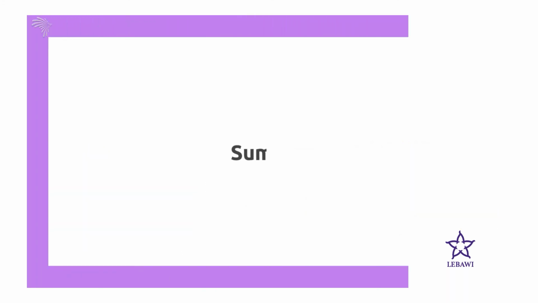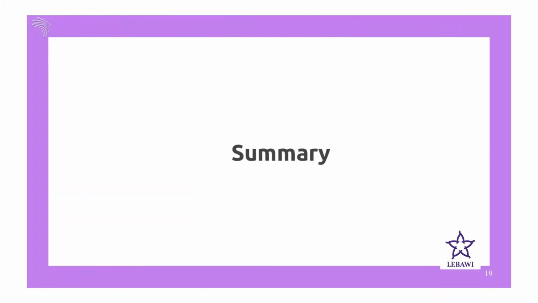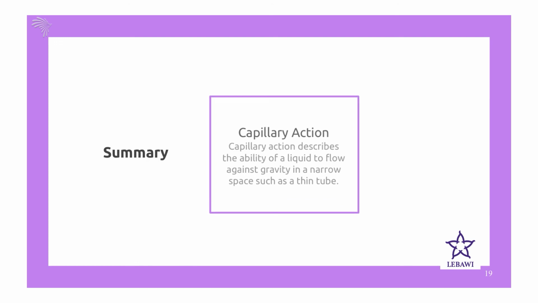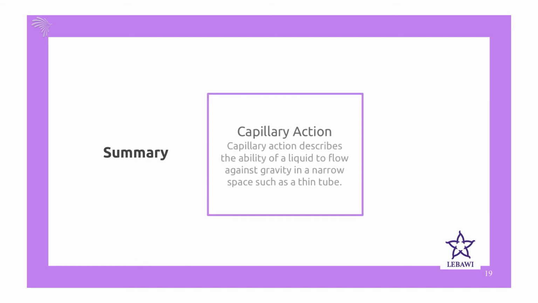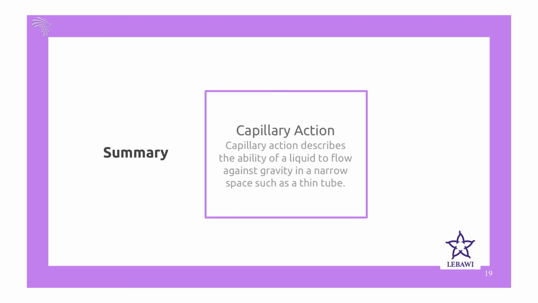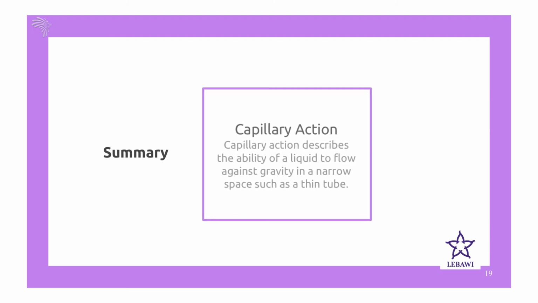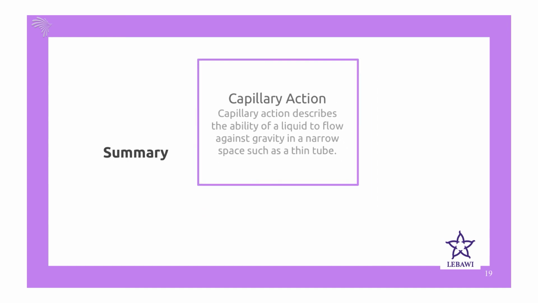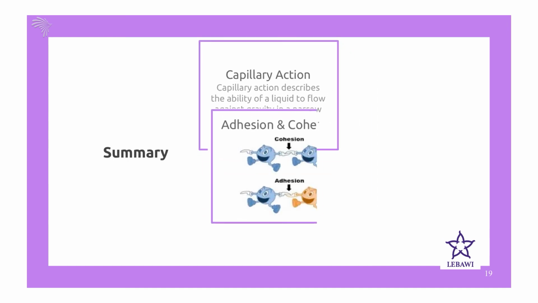Before we finish our today's lesson, let's recap what we have seen so far. So today we have seen something about capillary action, and capillary action describes the ability of a liquid to flow against gravity in a narrow space such as a thin tube. And there are two different types of forces related to capillary action that are called adhesion and cohesion.